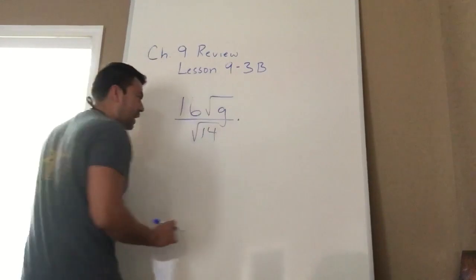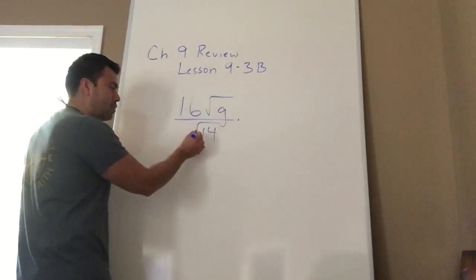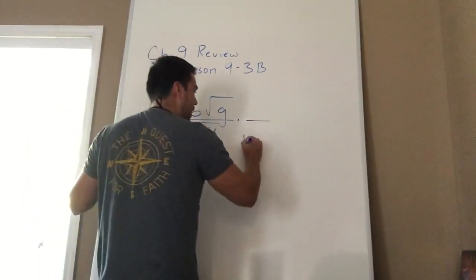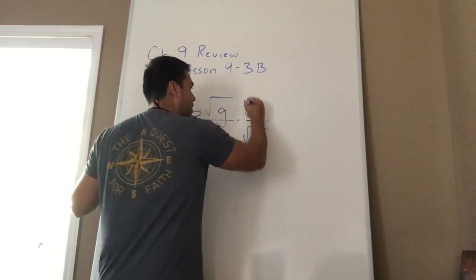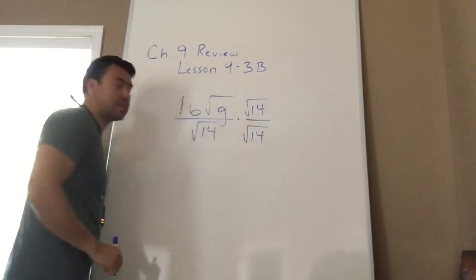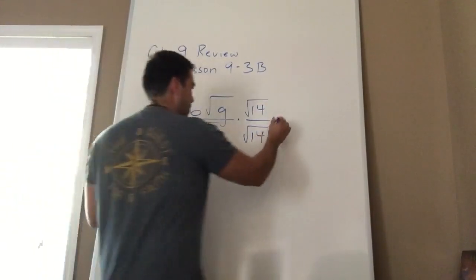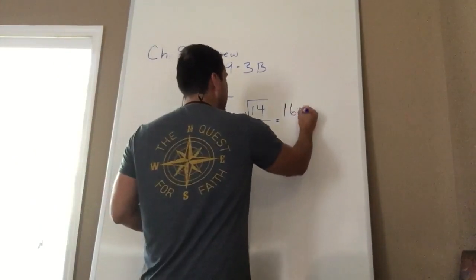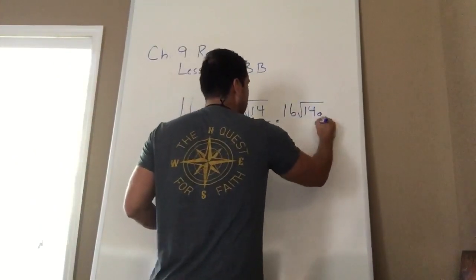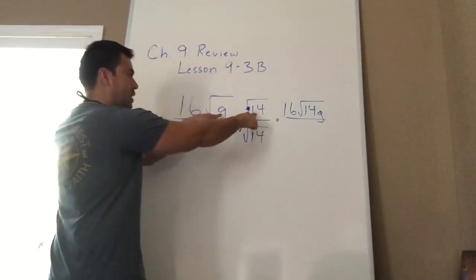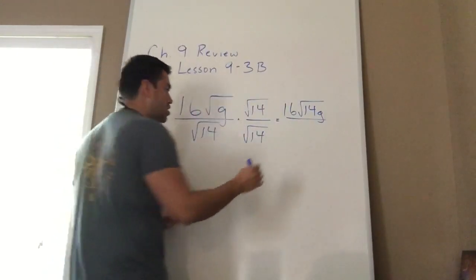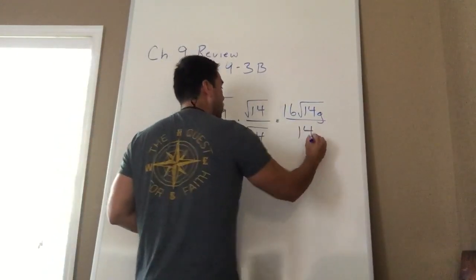So in order to get our denominator to not be a radical, we're going to multiply the numerator and denominator by that square root of 14. And this is what I'm going to be left with: 16 times the square root of 14g, because I can only multiply these two together, and that gets me square root of 14g over 14.